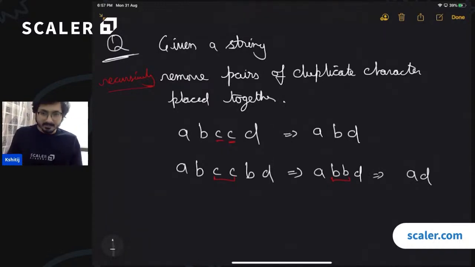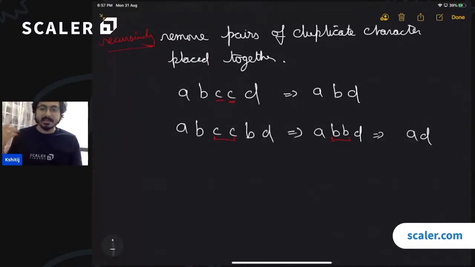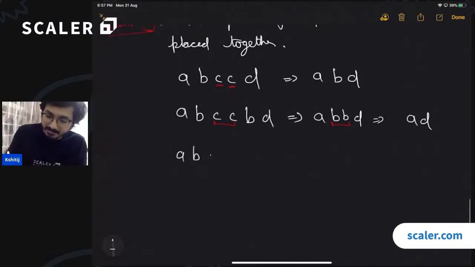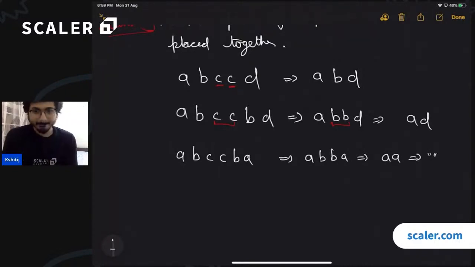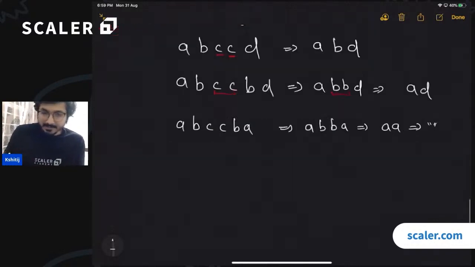In some cases, it might be possible that you will have to return an empty string. For example, if you have A, B, C, C, B, A. In this case, the first removal will remove the two C's. So you get A, B, B, A. Then you get A, A, right? And then finally, you get an empty string.